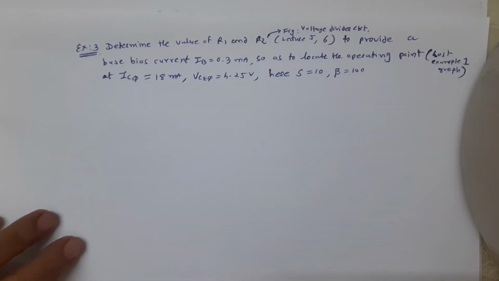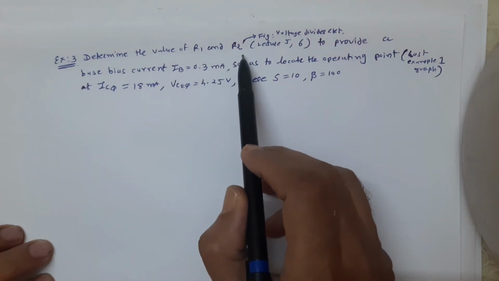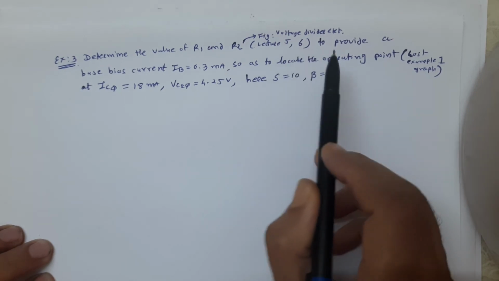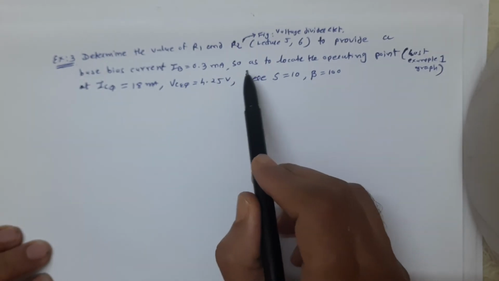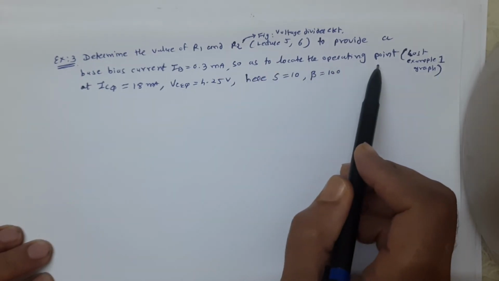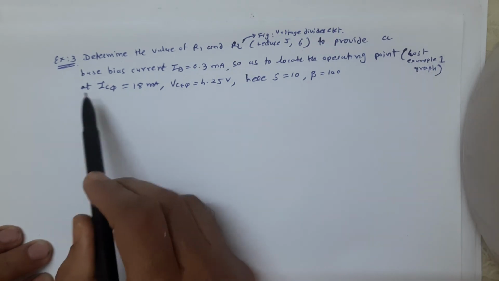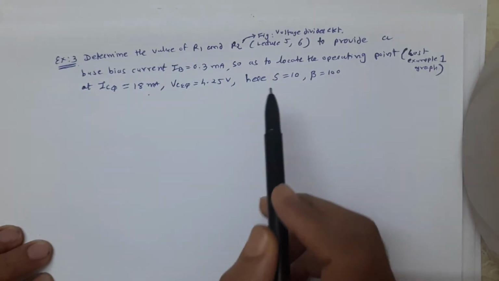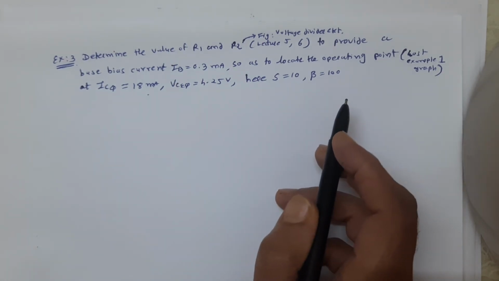Example 3. Determine the value of R1 and R2. The figure is the voltage divider circuit, lecture 5 and 6. To provide a base bias current IB equal to 0.3 milliampere, so as to locate the operating point. That means last example 1's graph, same graph, at IC equal to 18 milliampere, VCE equal to 4.25 volt, and here S is equal to 10 and beta is equal to 100.